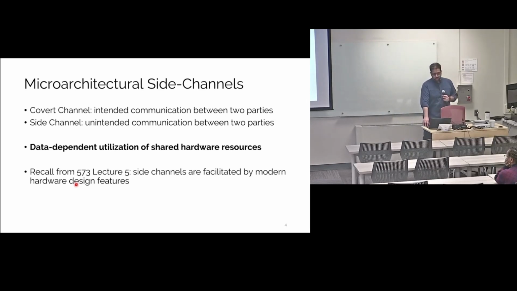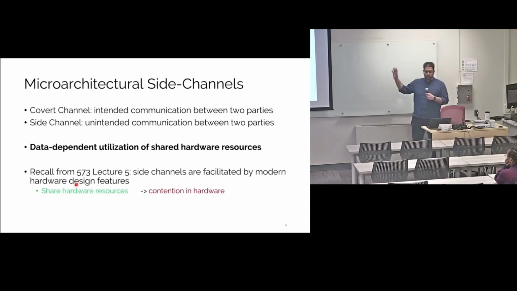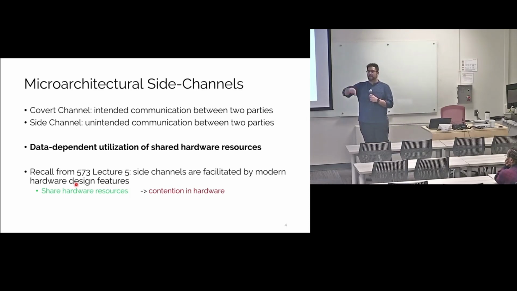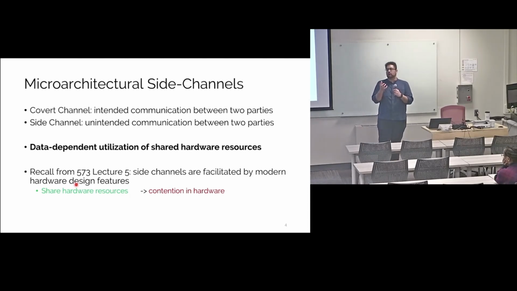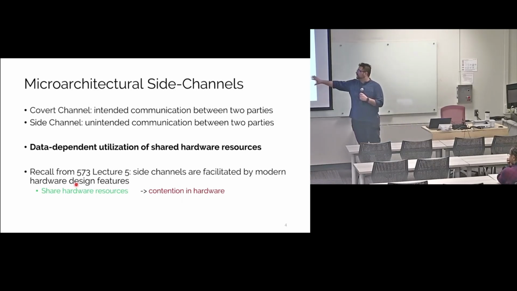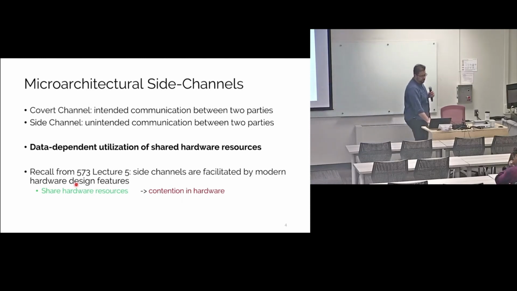Okay, so if you recall from 573 lecture 5, these side channels are facilitated by modern hardware design features. If you have shared hardware resources, then you have contention in hardware. What that means is that your hardware only has a limited capacity. Say you're talking about a cache or various execution ports, there are only so many of them because your hardware needs to be a finite size. So if there are shared resources, there is going to be some contention, right? And that can be observed.